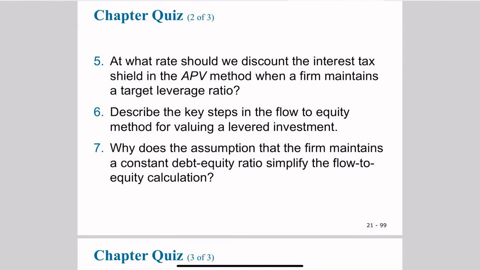Seventh, why does the assumption that a firm maintains a constant debt equity ratio simplify the flow to equity calculation? This is kind of obvious because if you have a constant debt equity ratio, then this means you will have a constant equity cost of capital. The reason is this.